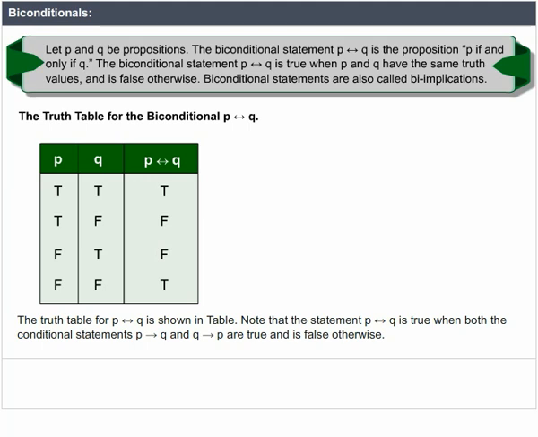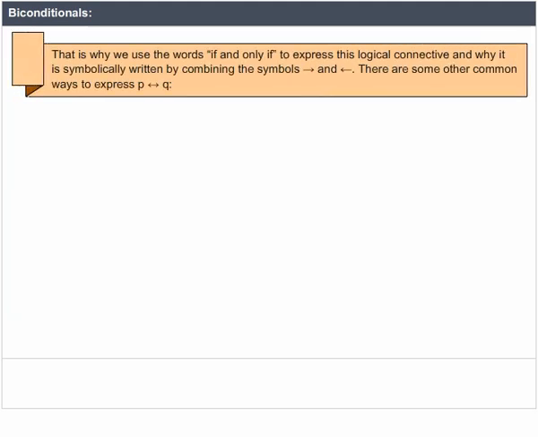Note that the statement P if and only if Q is true when both the conditional statements P implies Q and Q implies P are true, and is false otherwise. That is why we use the words "if and only if" to express this logical connective, and why it is symbolically written by combining the symbols for implies and implies.